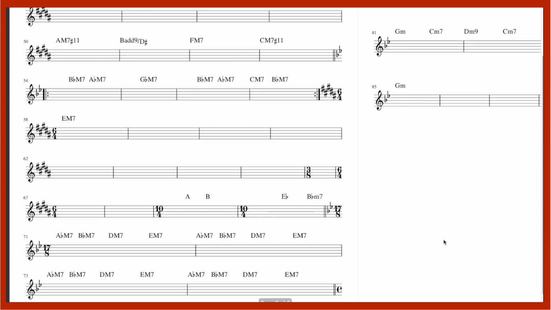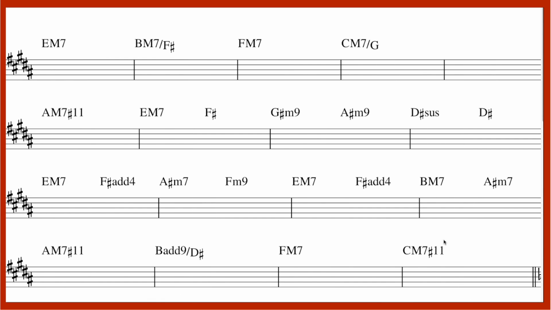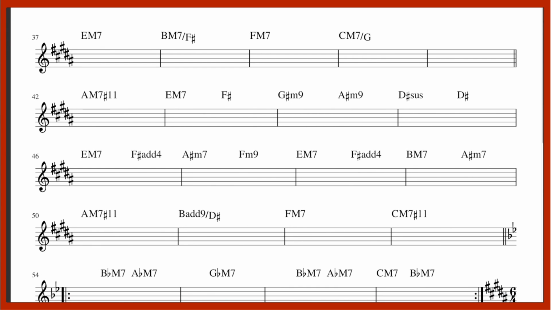And we move on to this next little bit over here. So this is really cool. We have an E major 7, B major 7 over F sharp. Really, that's just 4 to 1.